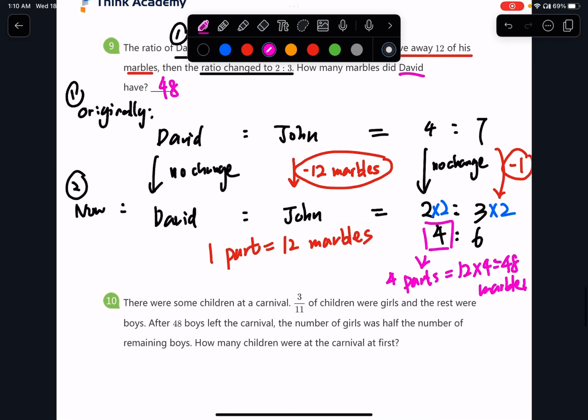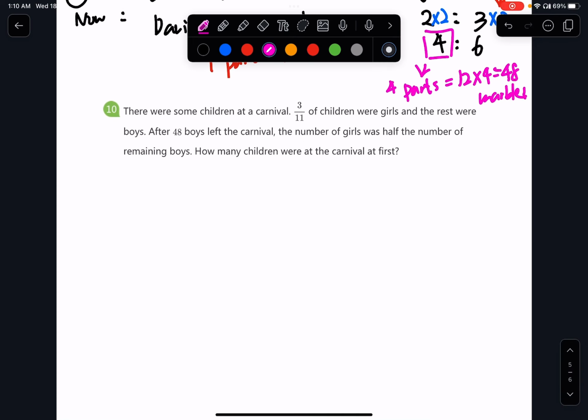Okay, finally we go to question 10. There were some children at the carnival. 3 out of 11 of the children were girls and the rest were boys. After 48 boys left the carnival, the number of girls was half the number of remaining boys. So how many children were at the carnival at first?